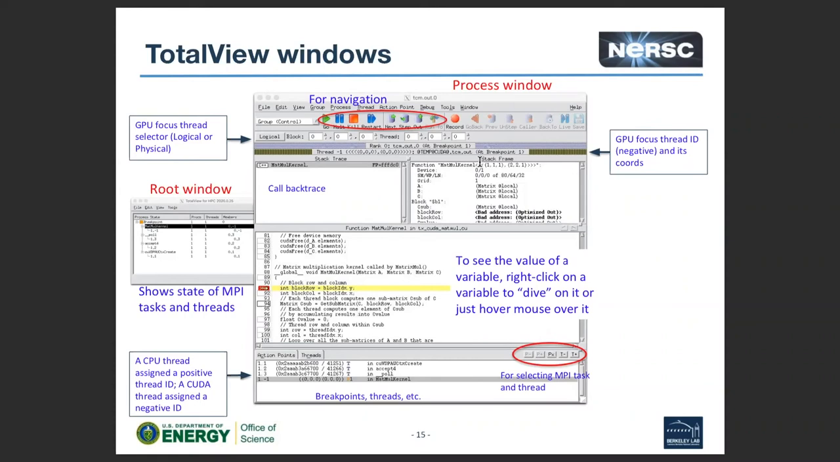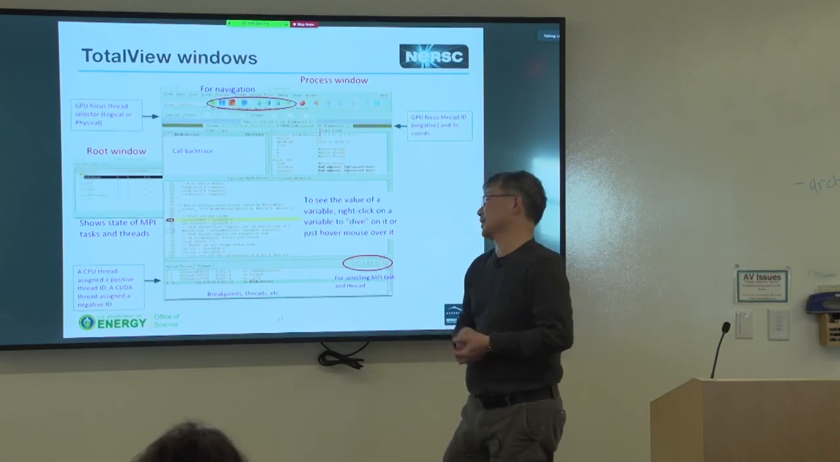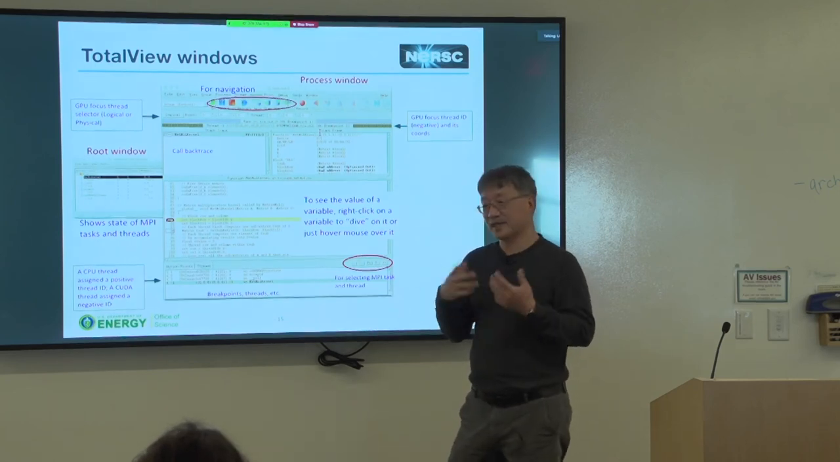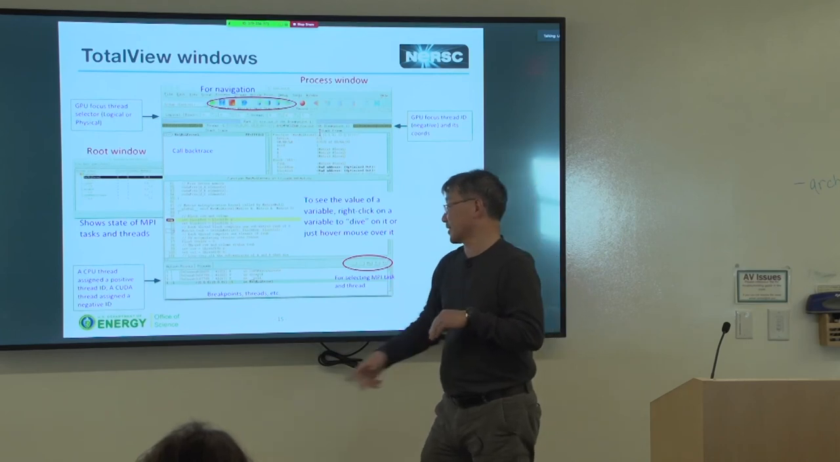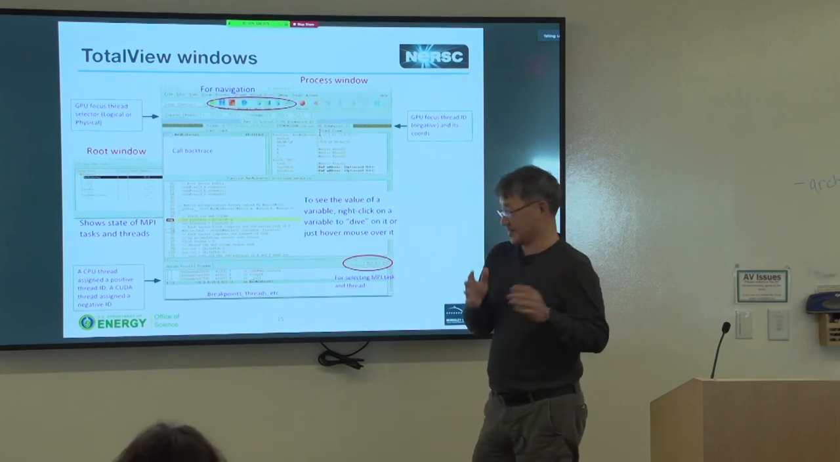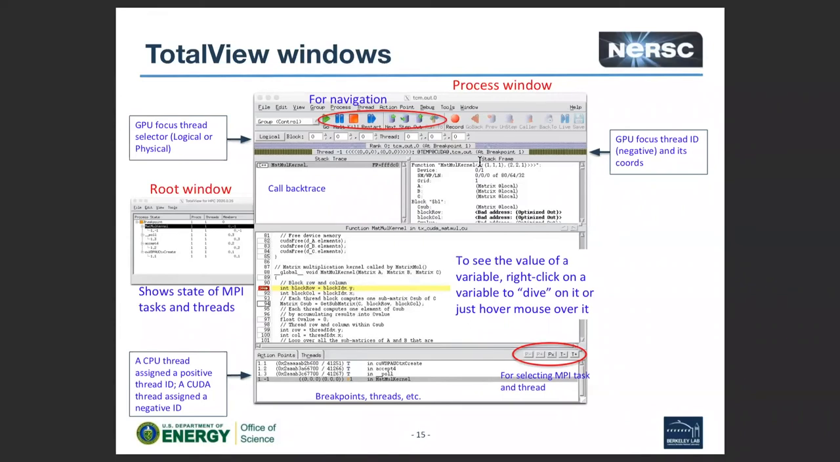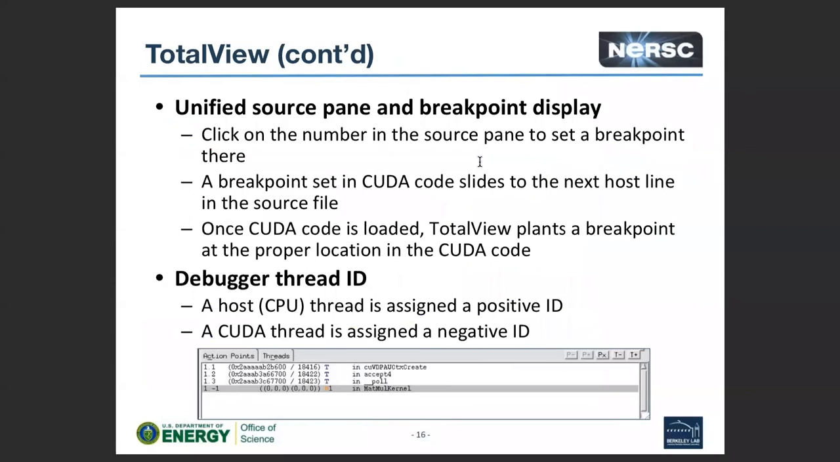And this is the TotalView convention. They represent each thread or process using two numbers, like 1.something. The first one roughly refers to the MPI task, but not necessarily the MPI rank. The second number roughly corresponds to the thread ID, but not exactly. But anyway, if you see a negative number in the second part, that means it's a CUDA kernel, a CUDA thread. The positive ones are the CPU side here.